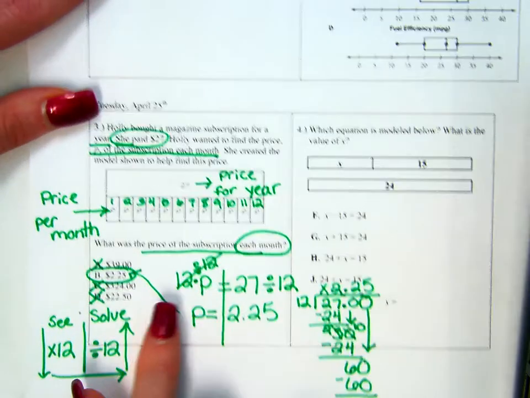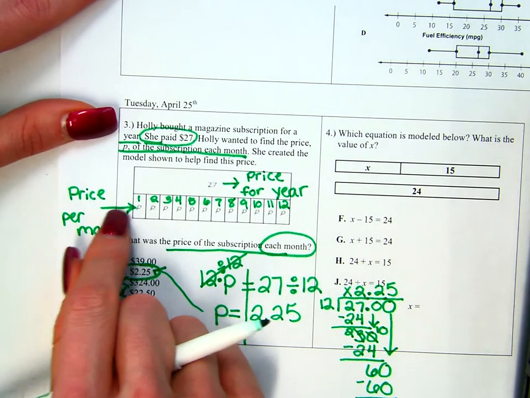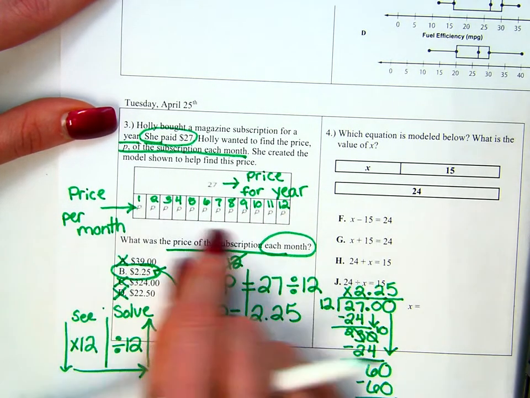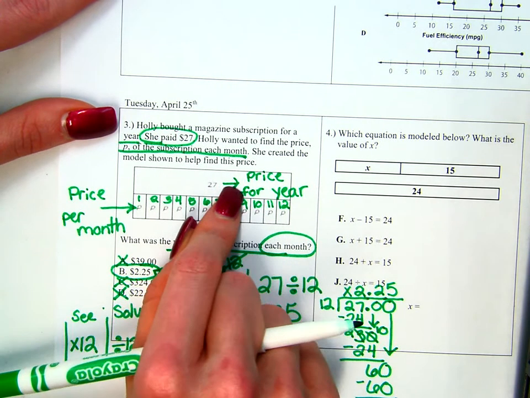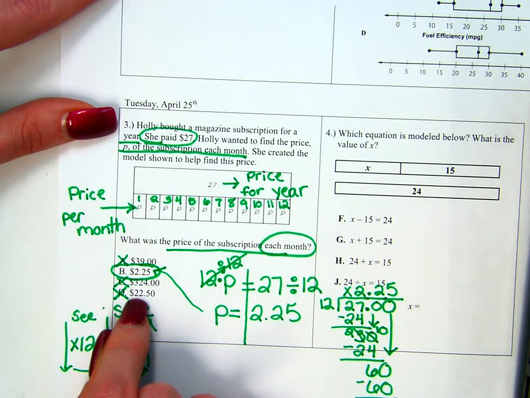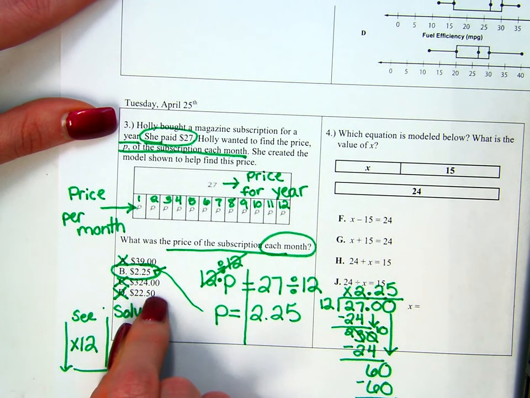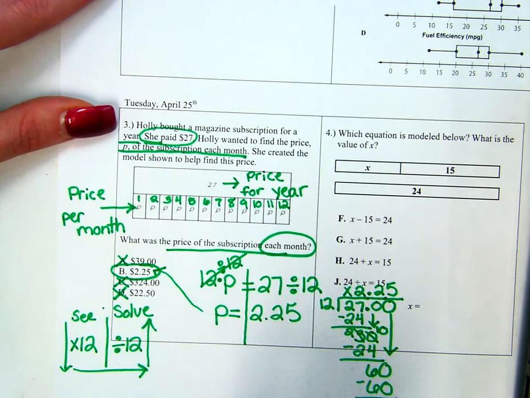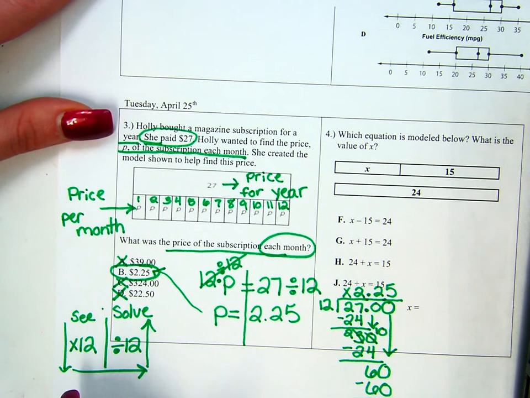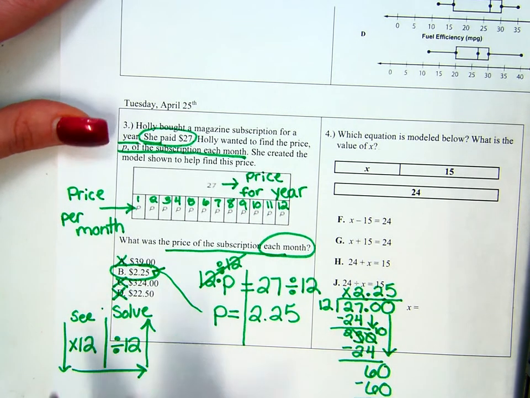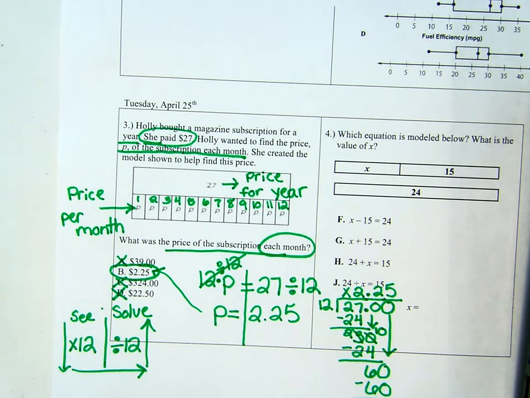If I was just using logic skills alone, if I know the price that I paid per month for 12 months was totaling $27, I should have known just by using logic that $22.50 was way too big. So the only answer choice that would have made sense had I labeled and answered the question correctly was answer choice B.